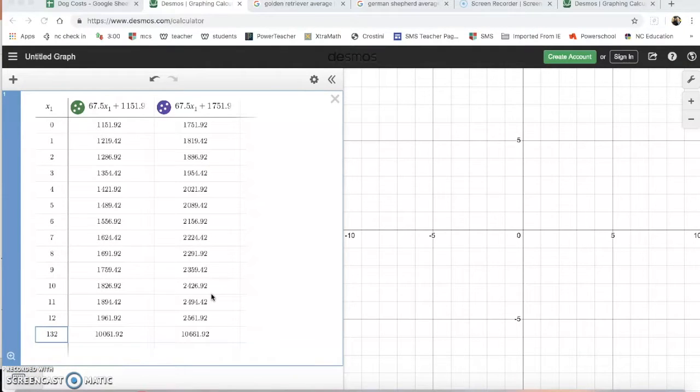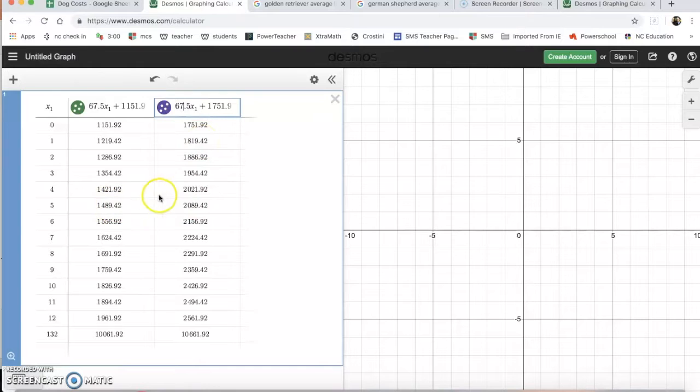You might also want to have students be thinking about the differences in the table. So for example, we already in another part of this video found the difference between this initial value and this initial value is $600. But you could show that throughout, if you take this number, 2021.92 minus 1421.92, the difference is still going to be 600. And it's going to remain the same difference in price because the two slopes are the same in the equations.